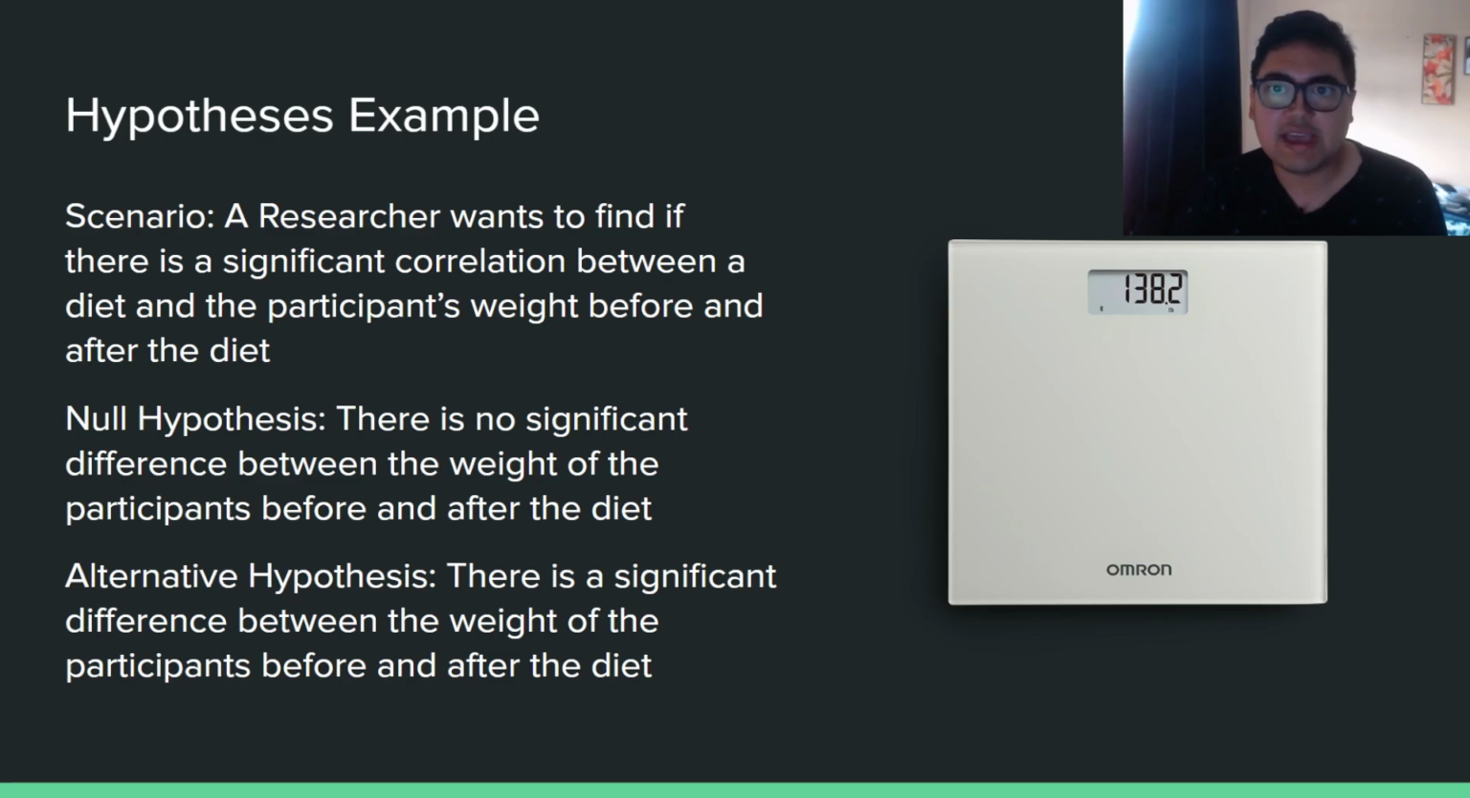So once we actually run our t-test and find the p-value and test it against our significance level, we'll be able to either reject the null hypothesis, which is essentially going with the alternative hypothesis, or we'll be able to accept the null hypothesis, which is stating that there is no difference between the weights of the participants before and after the diet.